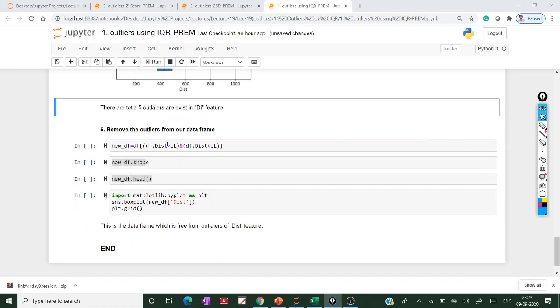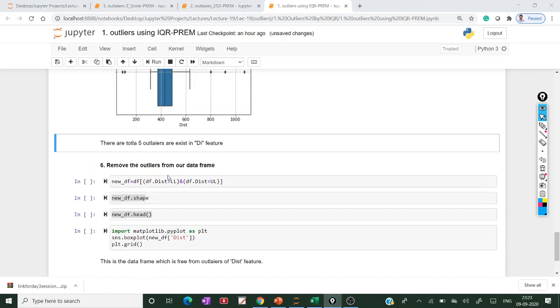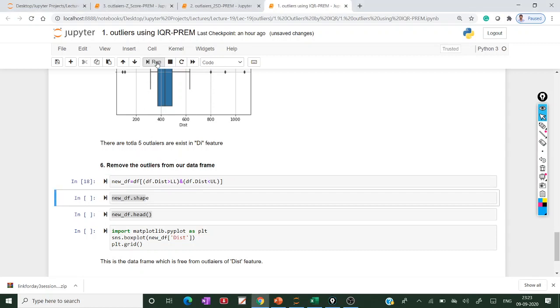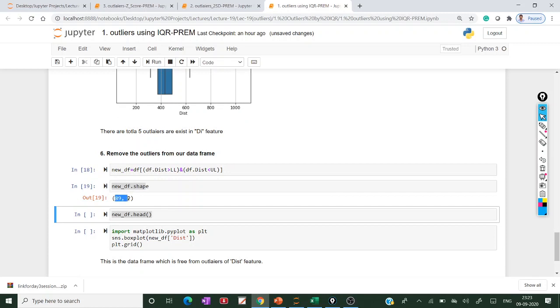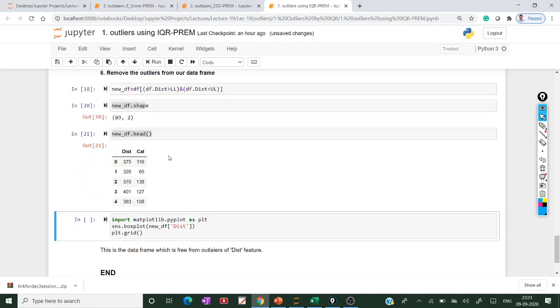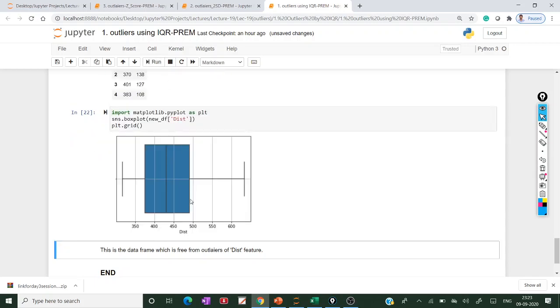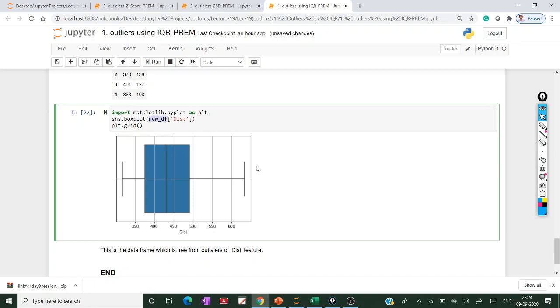Now remove the outliers from the data set. We keep the values greater than the lower limit and less than the upper limit, and make it a new data frame. Now the data frame size is 89, 2, which means 89 observations. Before it was 94, which means 5 outliers existed and we removed the 5 outliers. Here there are no outliers, because this is the new data frame.